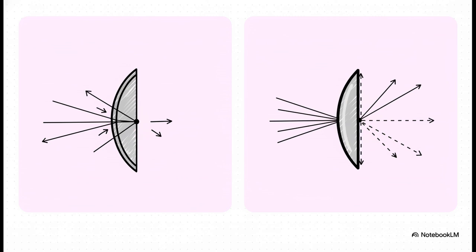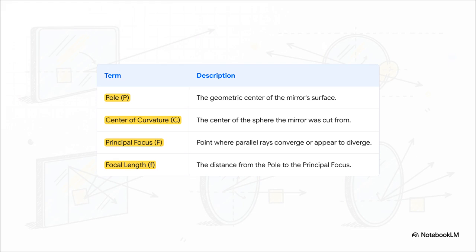That's the back of the spoon. Just remember, cave in and flex out, and you'll never mix them up. Now, to talk about these properly, we just need a few key terms. The pole is easy. That's just the dead center of the mirror.